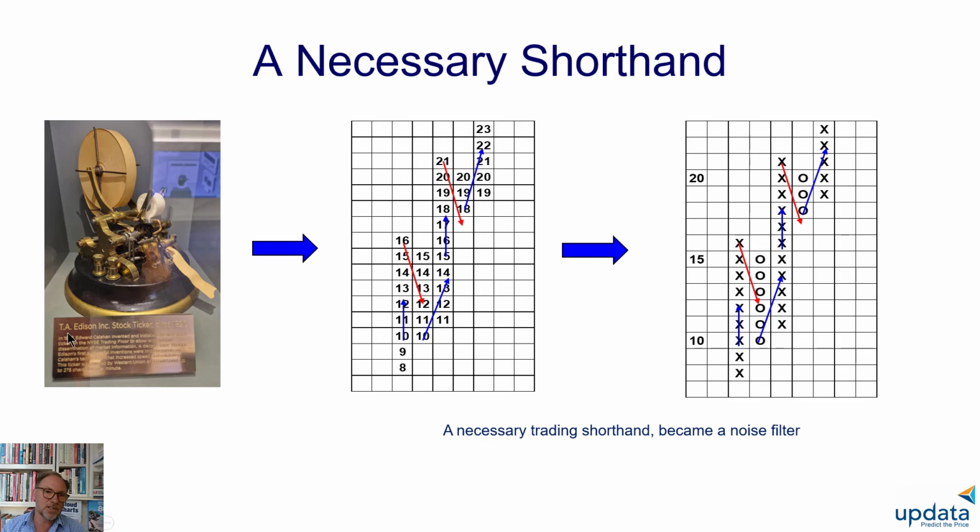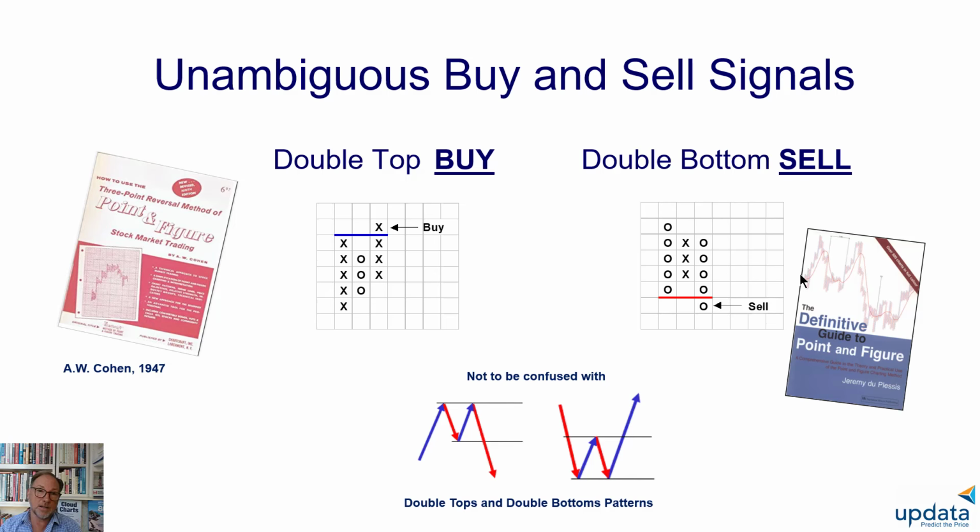If you imagine the ticker tape whizzing out, I took this photo at the New York Stock Exchange. I was there at a conference a couple of years ago, and this is what they would do, and they would jump across to the next column, and this is the point and figure technique. It became a noise filter and a necessary shorthand in the markets. And Cohen came up with this idea of point and figure signals, double top buys and double top sells, and this is really the essence of where these targets come from.